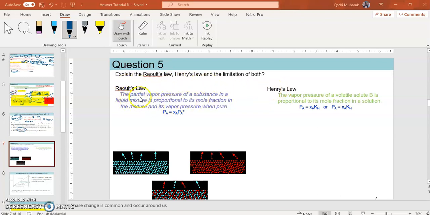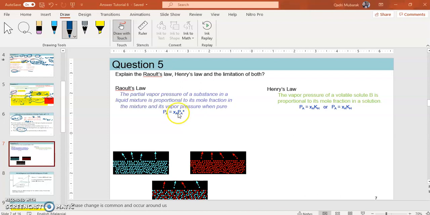Raoult's law is defined as: the partial pressure of a substance in a liquid mixture is proportional to its mole fraction in the mixture and its vapor pressure when pure. So given the formula, the partial pressure of species A equals XA, the mole fraction of A, times its vapor pressure when it's pure.